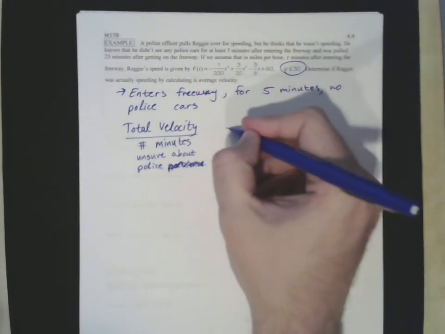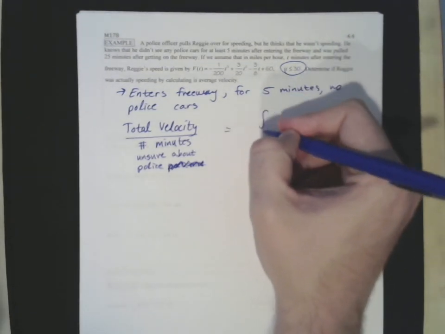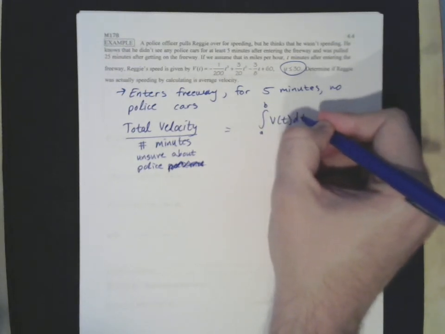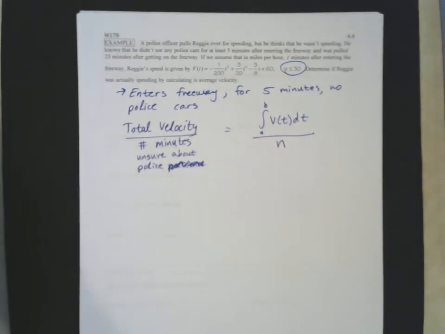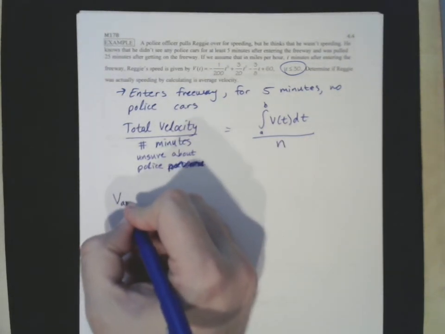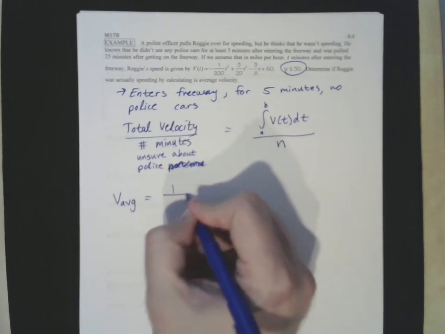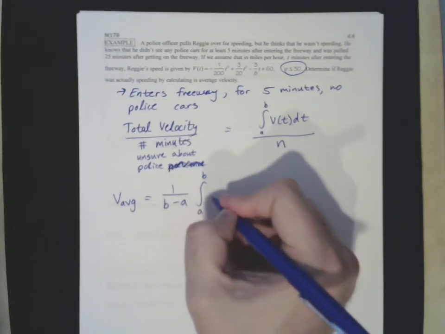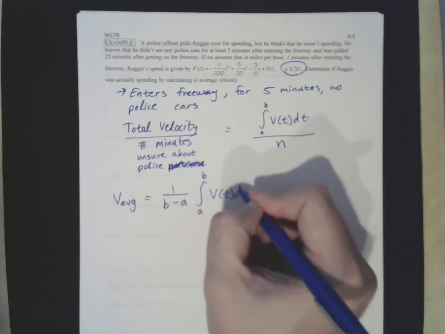Okay, so total velocity we know is the integral from a to b of v of t dt, and it's going to be divided by n because that's average. So our average velocity is 1 over b minus a times the integral from a to b of v of t dt.